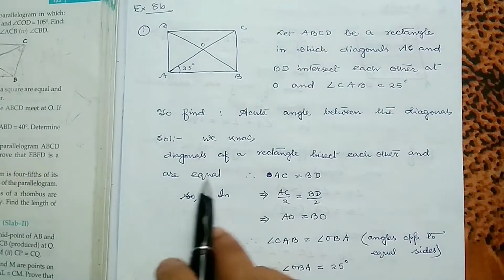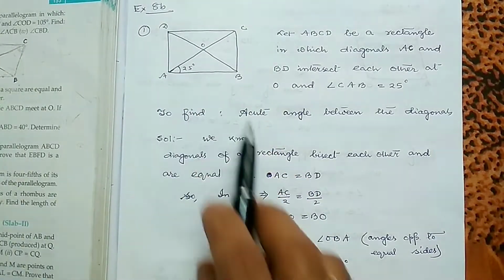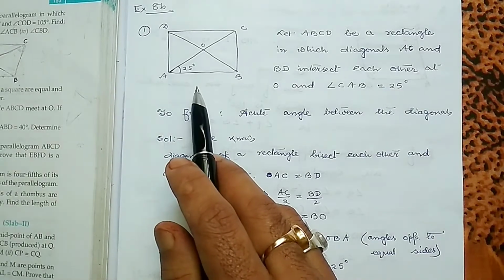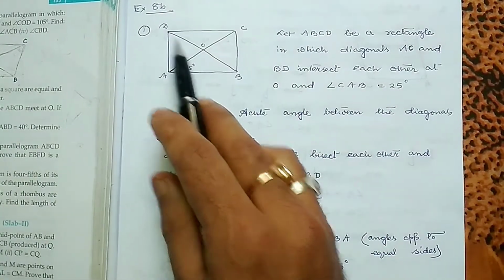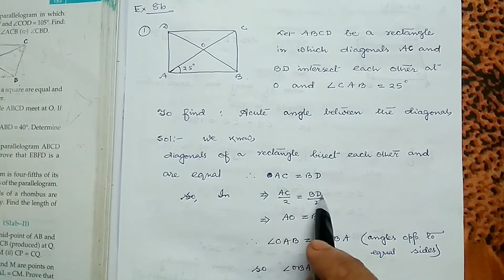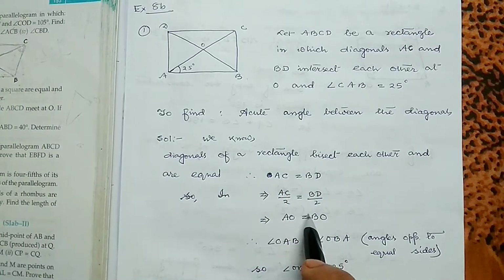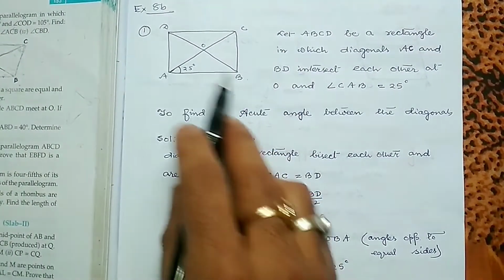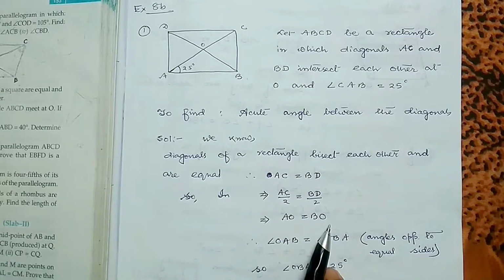Fine. Now we know diagonals of a rectangle bisect each other and are equal. So since diagonals of a rectangle are equal, AC will be equal to BD. So I can write AC by 2 equals BD by 2. And AC by 2 is what? AC by 2 equals AO and BD by 2 equals BO.